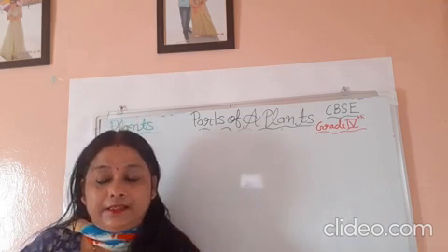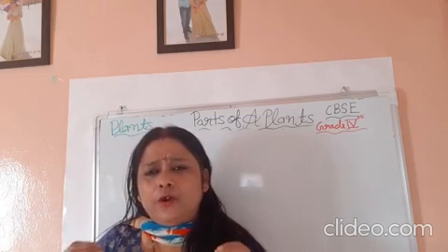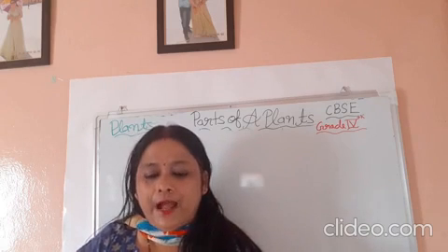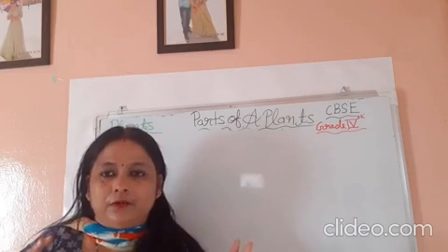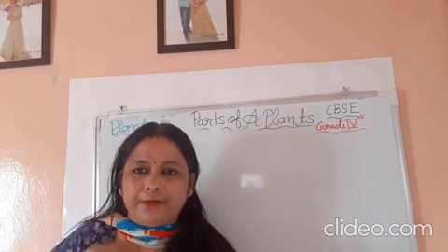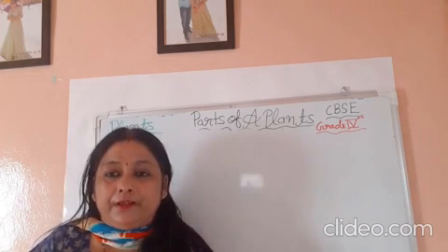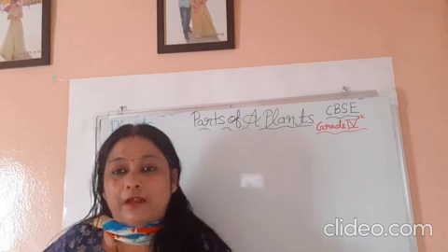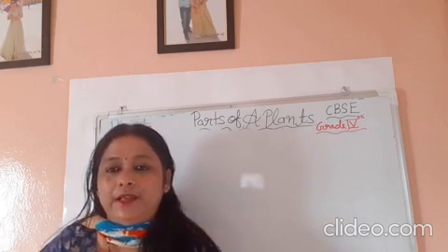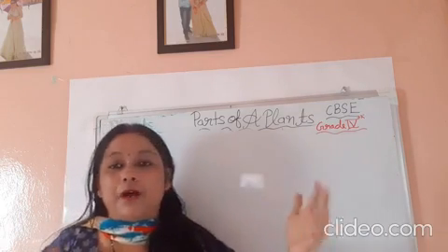We can easily see many different types of plants in our garden, in our park, in our surroundings, found in our nature. Nature depends upon plants. All human beings, all animals and all living creatures depend upon plants, because plants are capable of making their own food by the process of photosynthesis. This is a main characteristic of plants, and here we discuss the parts of plants.